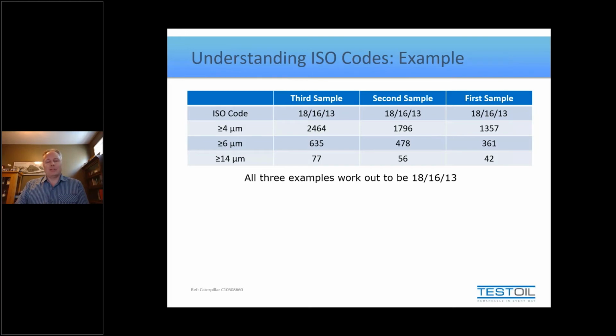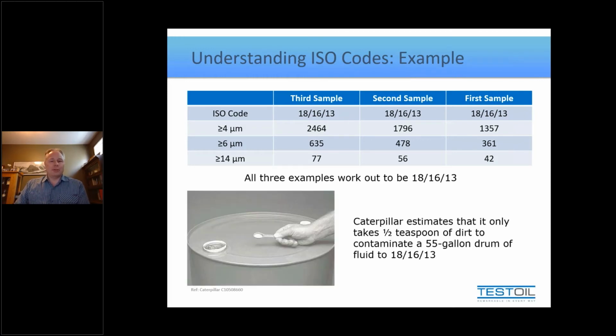What we still struggle with is, is it a lot or is it a little? How clean is this 18, 16, 13? Is it really clean enough? Is it not clean enough? Where does it fit on the spectrum? So to help you understand that, I can refer to an old Caterpillar study where they took an entire drum, 55 gallons of oil, and estimated that it would only take 1/2 of a teaspoon of debris to render the particle count of the entire drum of oil at 18, 16, 13. So now you have a tangible way of addressing what 18, 16, 13 looks like. But as I said, new oil was about 20, 19, 16.